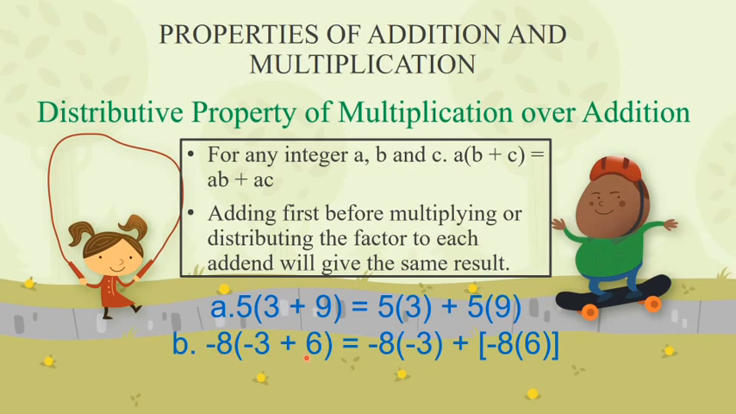So even if we distribute it, still the sums are equal. So let us simplify. Negative 3 plus 6 is positive 3. And negative 8 times positive 3 is negative 24.